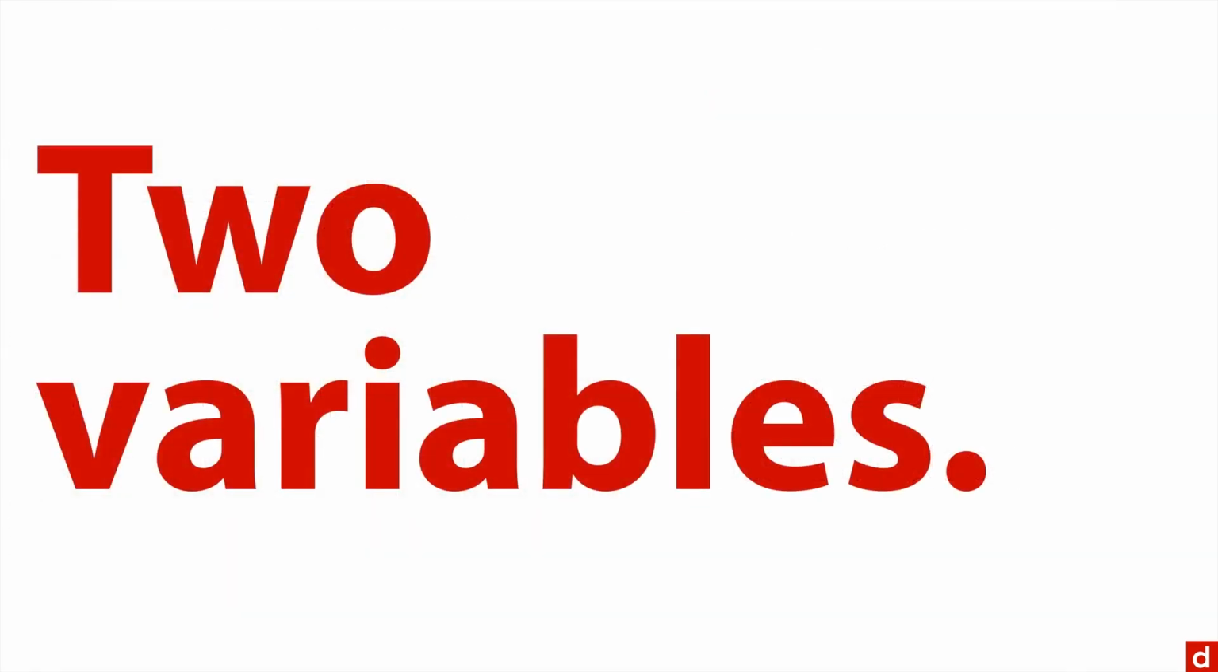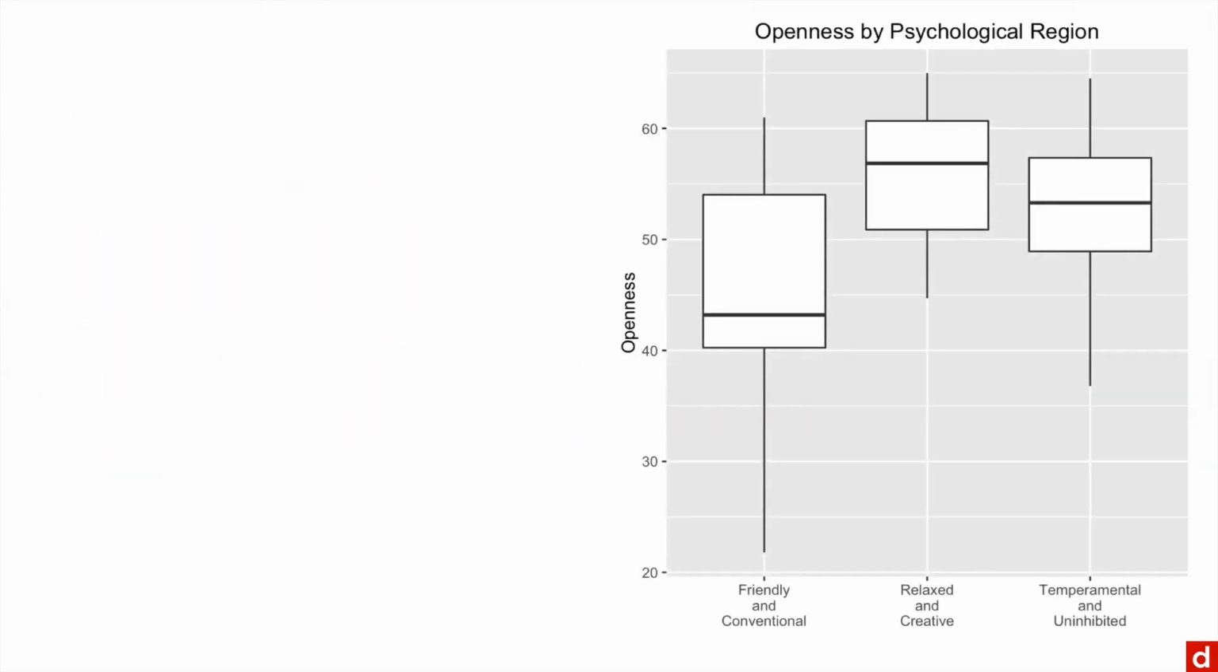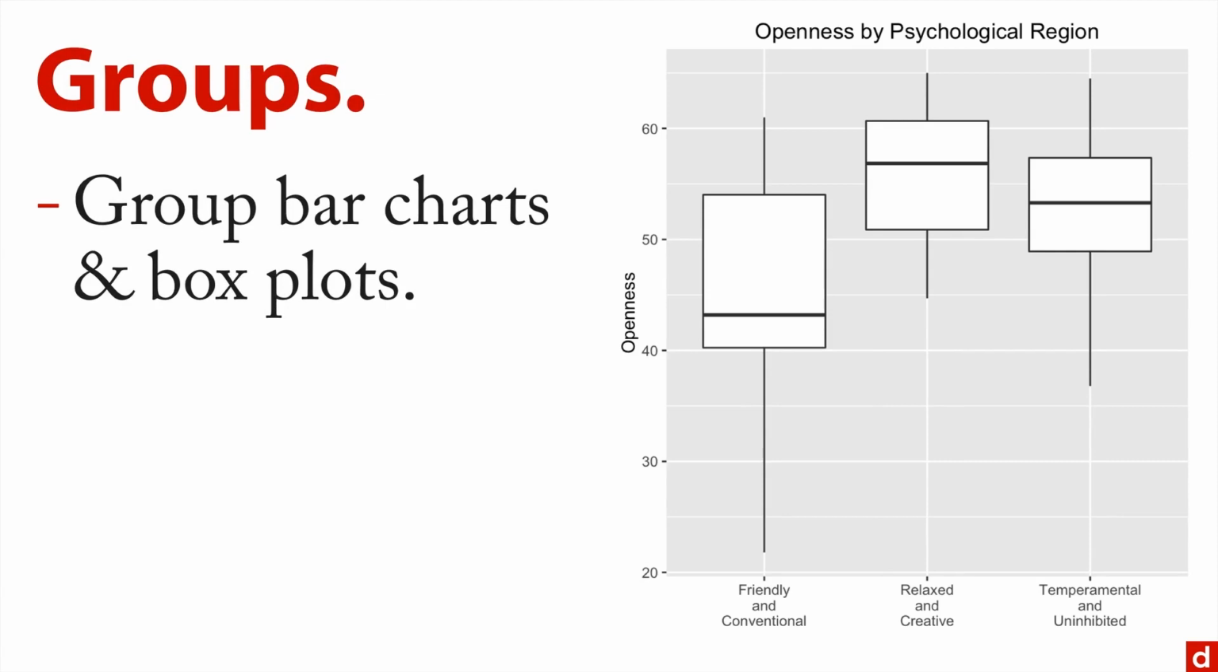Once you've done one variable, or the univariate analyses, you're going to want to do two variables at a time. That is bivariate distributions or joint distributions. Now, one easy way to do this is with grouped plots. So you can do grouped bar charts and box plots. What I have right here is grouped box plots.